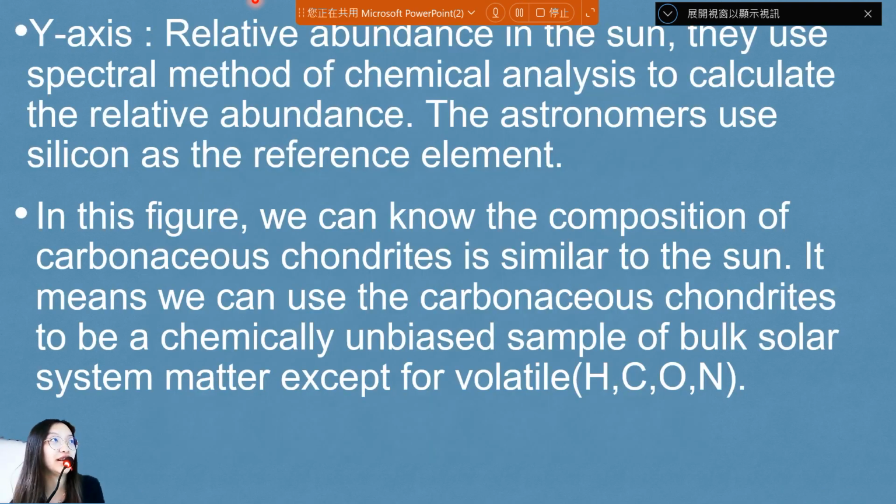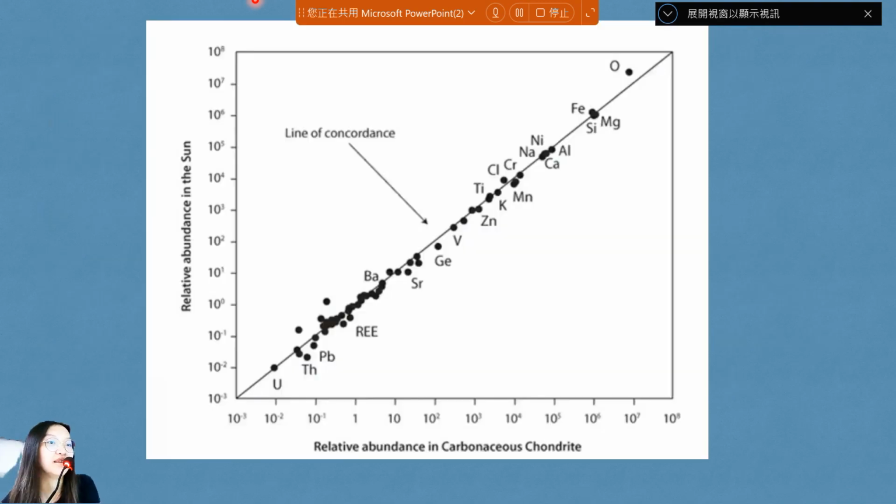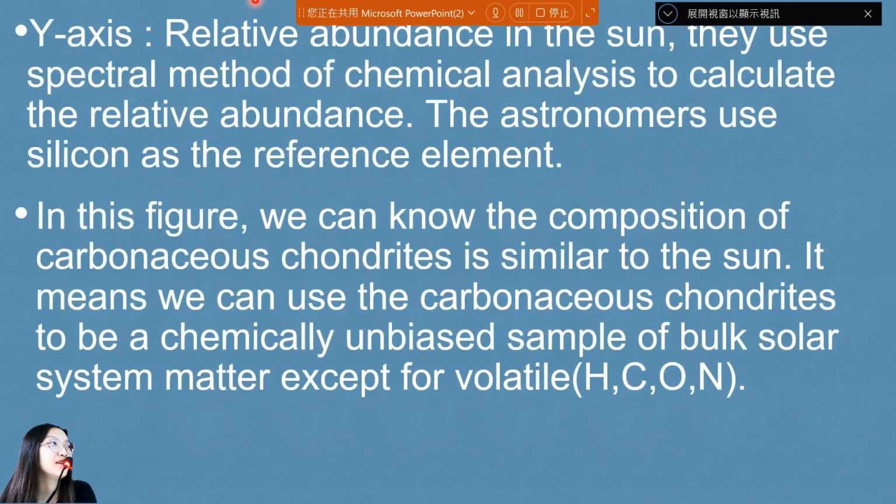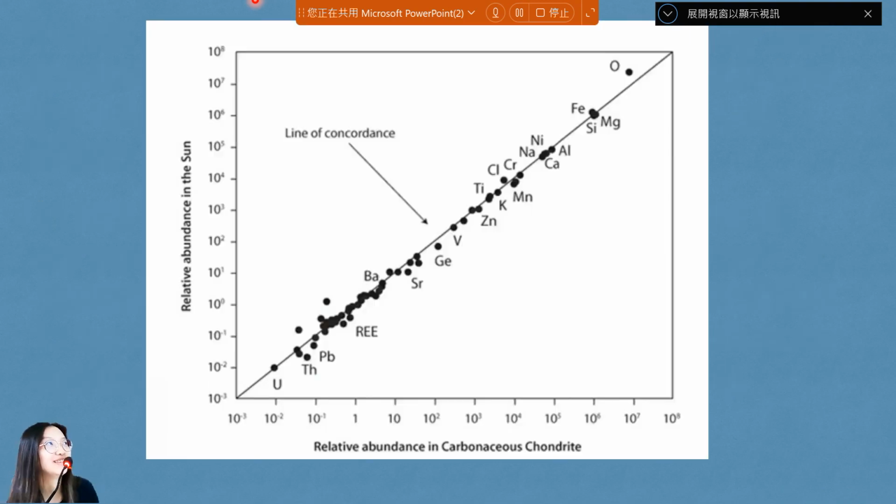In this figure, we can see the composition of carbonaceous chondrite is similar to the sun, and they're almost the same. It means that we can use carbonaceous chondrite as a chemically unbiased sample of solar system matter, except for the volatiles, like hydrogen, carbon, oxygen, and inert gases. You can see the figure.